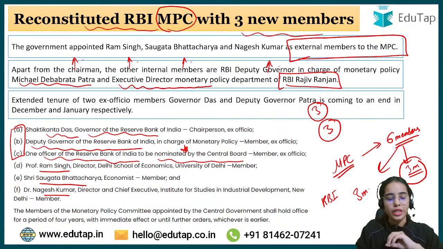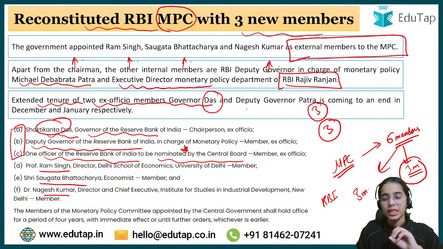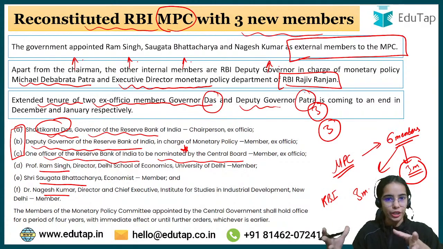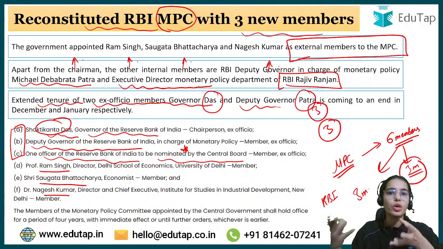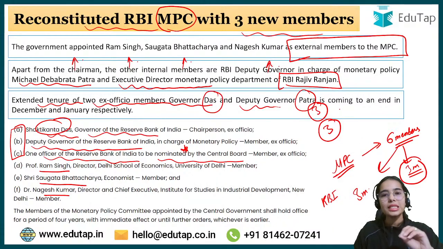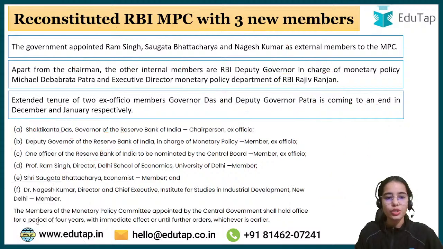Now the extended tenure. The 2 ex officio members, the governor Shaktikanta Das and the deputy governor Michael Debatra Patra, had their tenure extended. These extended tenures are also going to come to an end in December 2024 and January 2025 respectively. So this is the reconstitution that has happened.